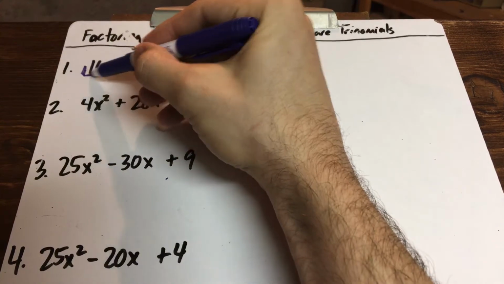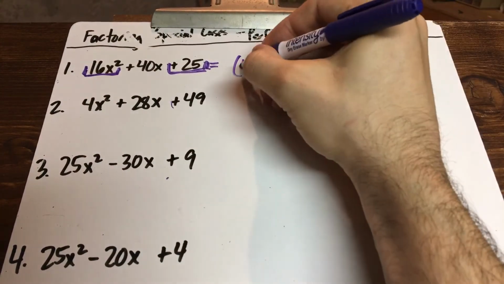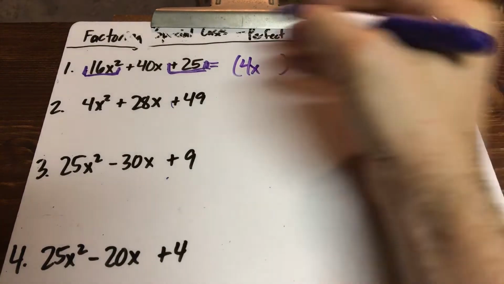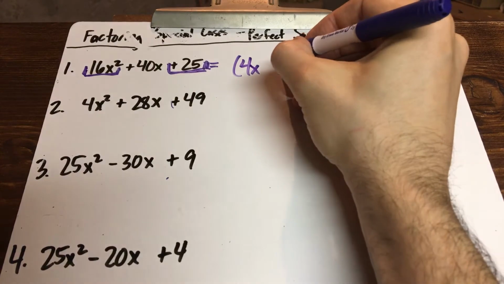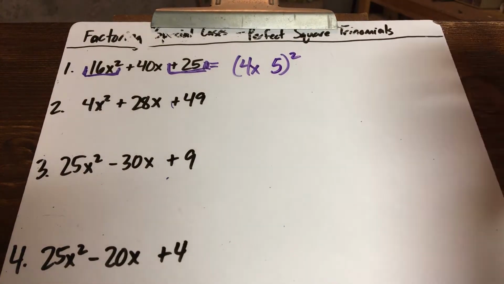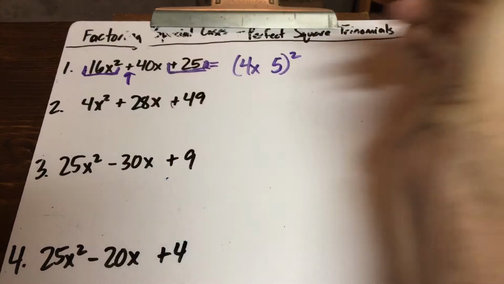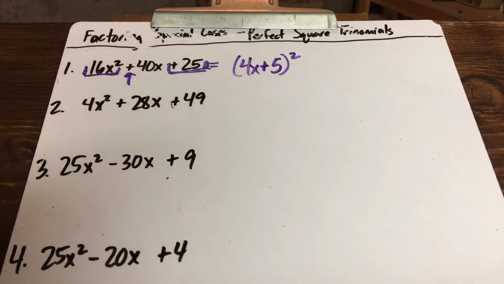Do I know the square root of 16x squared? Yeah, I do. The square root of 16 is 4x. Do I know the square root of 25? The square root of 25 is 5, because 5 times 5 equals 25, right? Now, how do I know whether to make it a plus or a minus? I look right here in the middle. These had to add up to positive 40, and the only way they can add up to positive 40 is for there to be a plus sign right there.